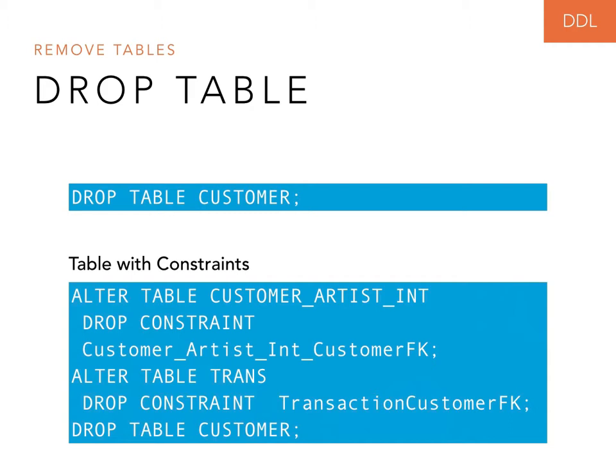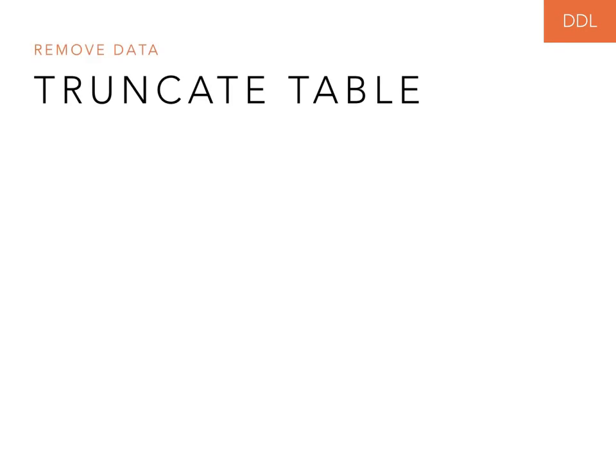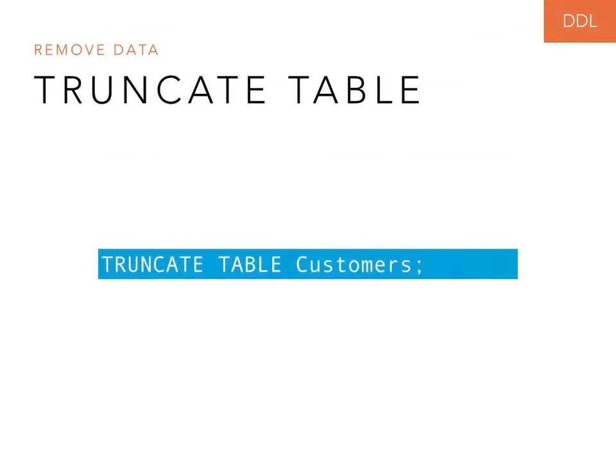So that's what this second example shows: we have to alter the table and drop the constraints, both of them, before we can drop the table itself. And lastly, the truncate table, amazingly simple syntax, would just delete all the rows from a table. You can't do this with a table that's referenced by a foreign key constraint because those dependencies still exist.